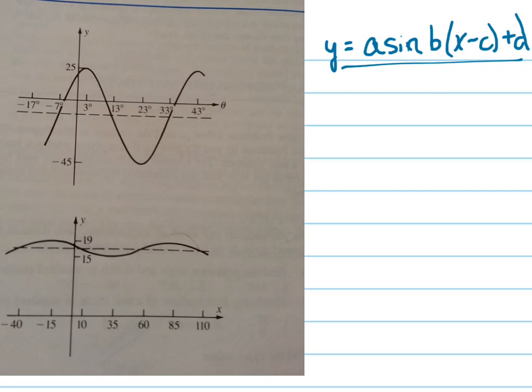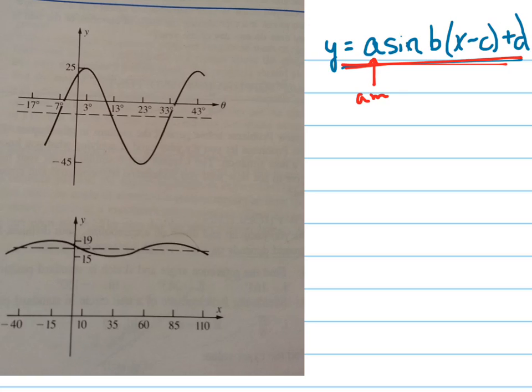Alright, these problems want us to write a particular equation for the sinusoidal graph. So there's your basic formula. Different books write it different ways, but that's the way many times you'll see the formula written. So what we need to find are A, B, C, and D over here.